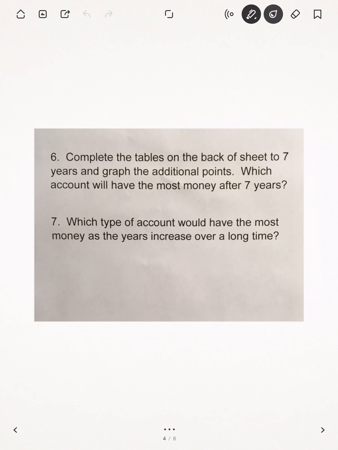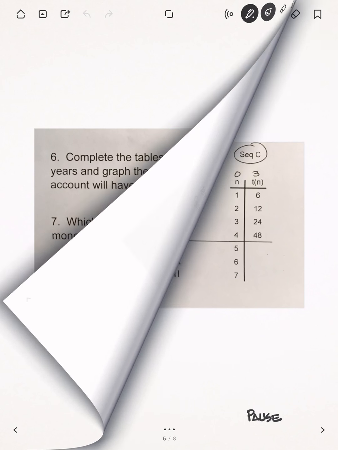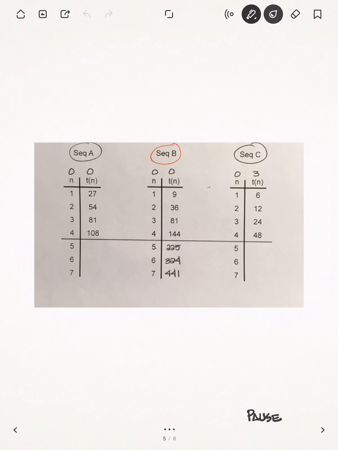Okay, now what I would like you to do is you'll notice that the sequences actually go to 7 years on the back of your sheet. So I want you to complete the tables on the back of the sheet to 7 years. And I want you to graph the additional points on the same graph that we just worked on. We want to know which account will have the most money after 7 years. So let's look at those charts and let's fill those in if we can.